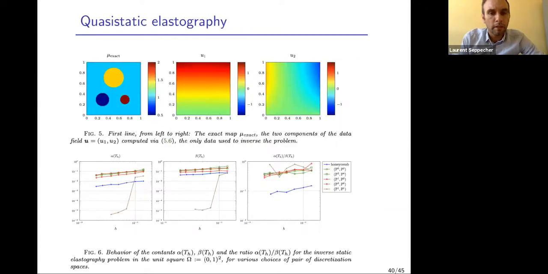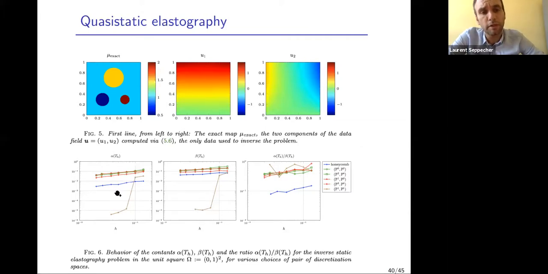Okay. It's much more interesting in quasi-static elastography. So you have this map of the shear modulus. You press it with forces at the top. You have u1 and u2, the displacement field. And so you build a new operator T_h, okay, with this displacement field inside the operator. Then you compute alpha and beta. So alpha has to go to 0 because you are looking for a solution of T mu equals 0. So you are looking for the null space of your operator.